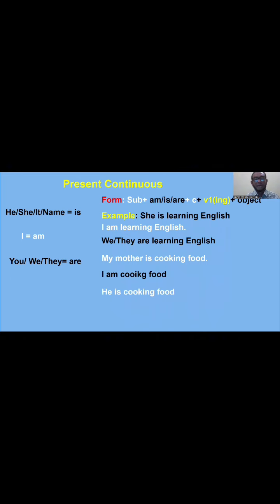Example: she is learning English. Okay, then I am learning English. We or they are learning English. Okay, my mother is cooking food, and I am cooking food, and he is cooking food. So it is very easy for you. Very good. Now they are cooking food.